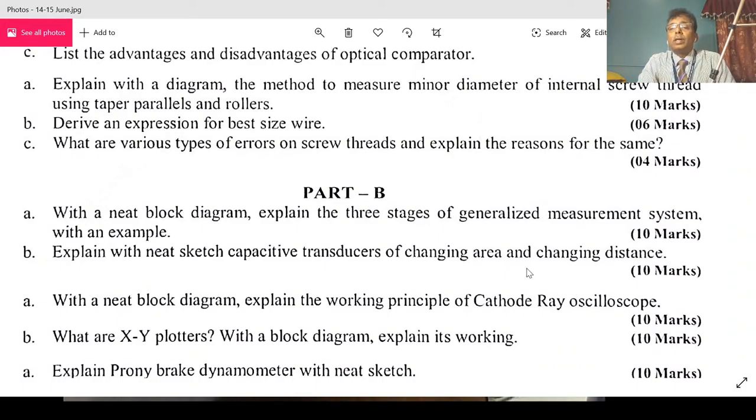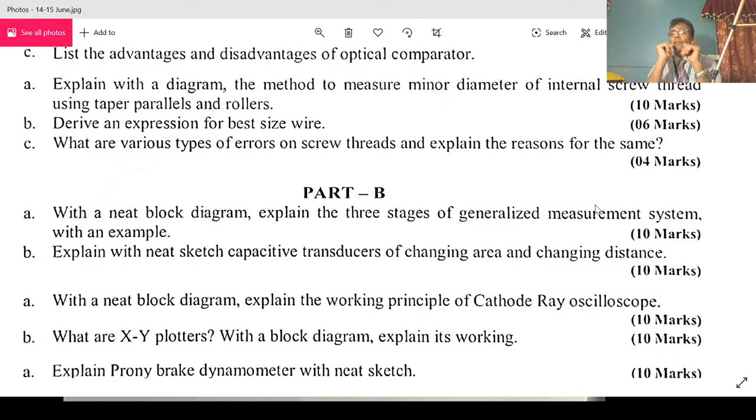Okay. Next, with a neat sketch, explain the 3 stages of a generalized measurement system. Stage 1, detector transducer stage. Stage 2, intermediate modifying stage. Stage 3, readout stage. I think this was even in your first IA test, the same question was asked. This carries 10 marks; it varies from 6, 8 or 10 marks. A simple sketch of 3 parts: input, stage 1 detector transducer stage, stage 2 intermediate modifying stage, stage 3 readout stage.